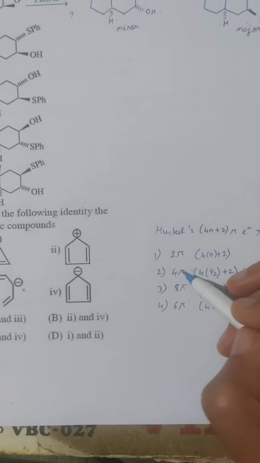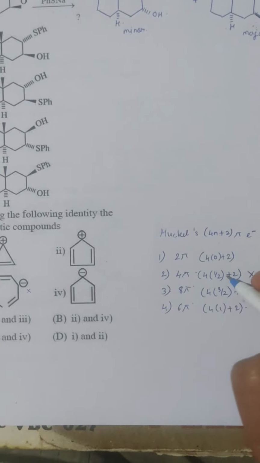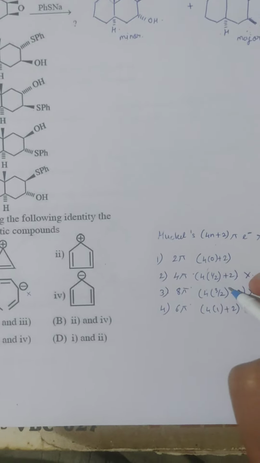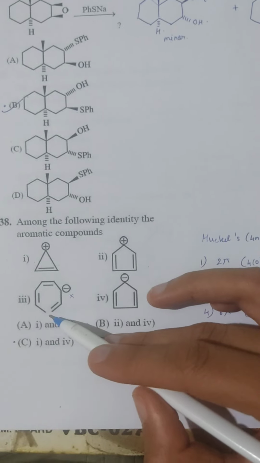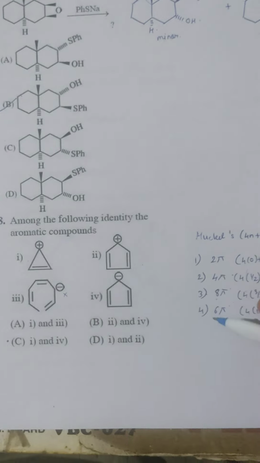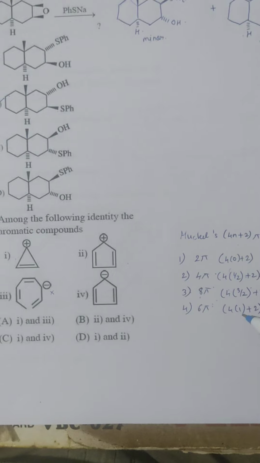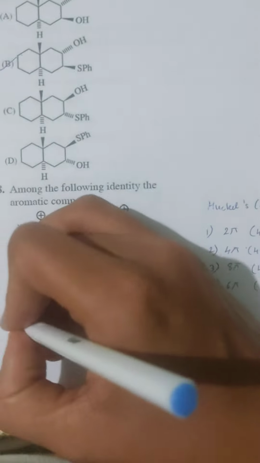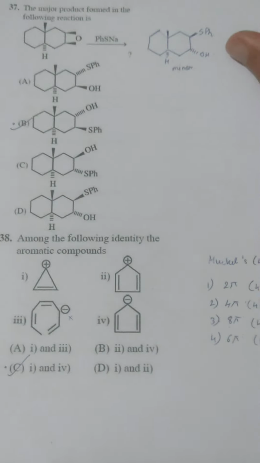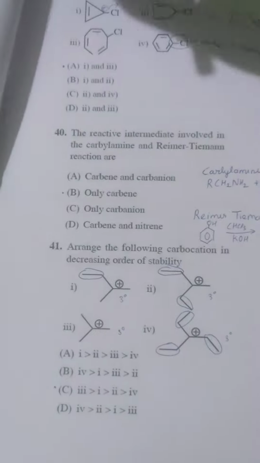In case of the second compound, it is 4, where you will get a half. This is not possible. In case of the third compound, it is already an open chain, so it is not possible. And in case of 4, it is 6 pi, that is, you will have 1. So option C is the correct answer. Now let's go to the next question.